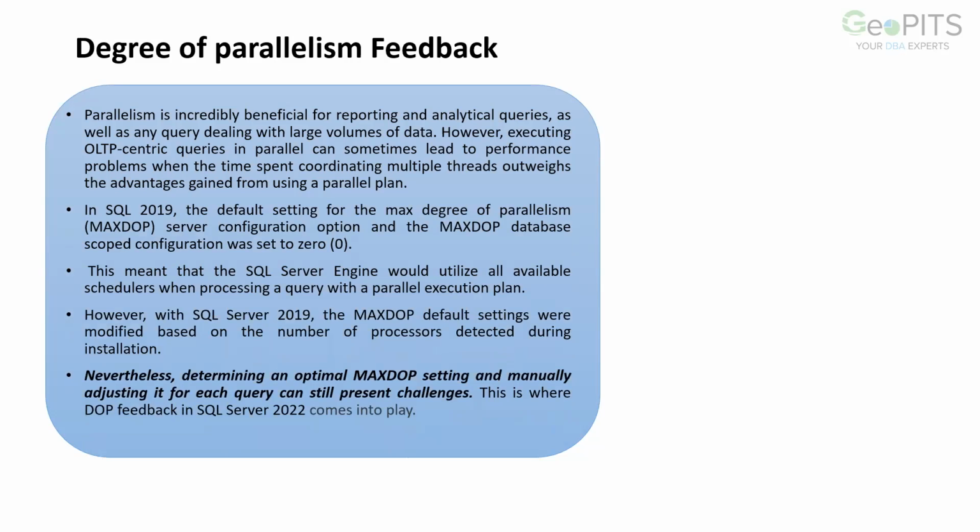The major thing is that determining the optimal max DOP setting and manually adjusting it per query is still a challenge for us as DBAs. This new feedback mechanism helps resolve this issue by providing DOP feedback on a query level basis. You no need to touch the code; it will automatically send feedback, and according to the feedback the plan will adjust how many processors it occupies.